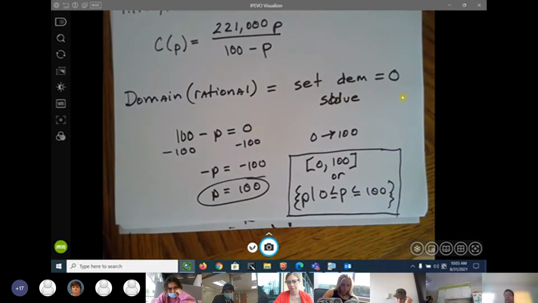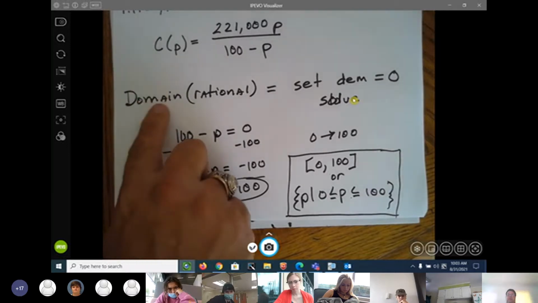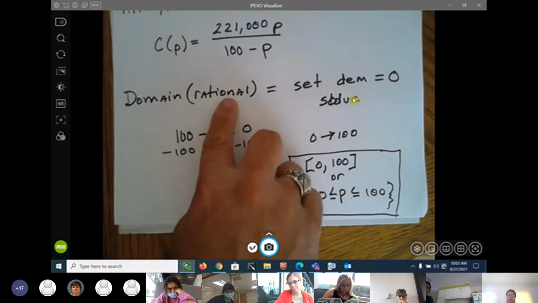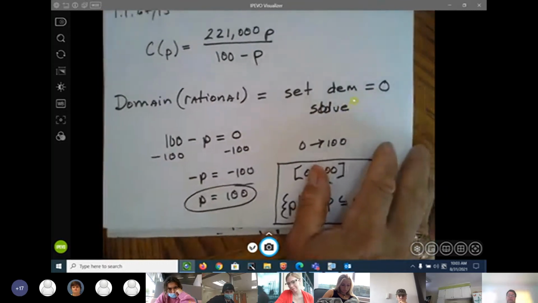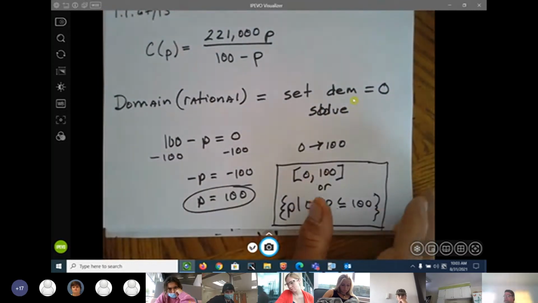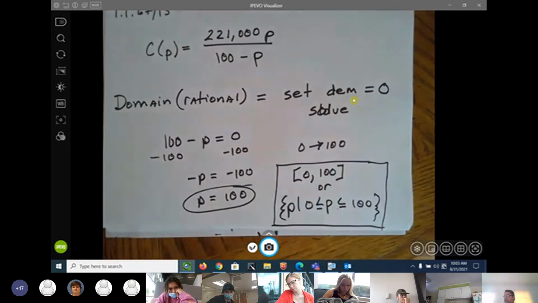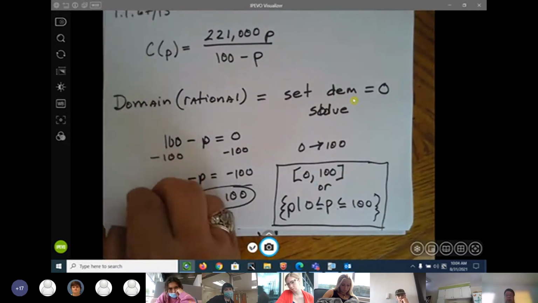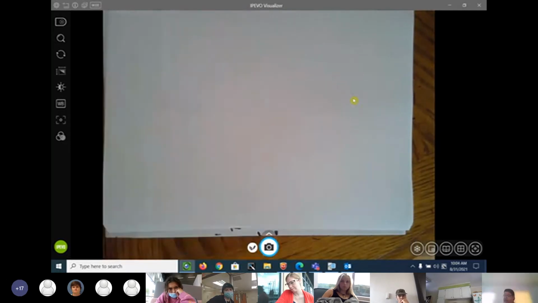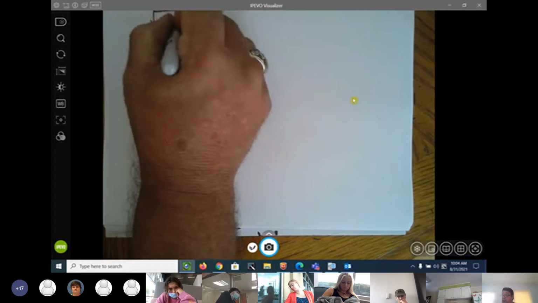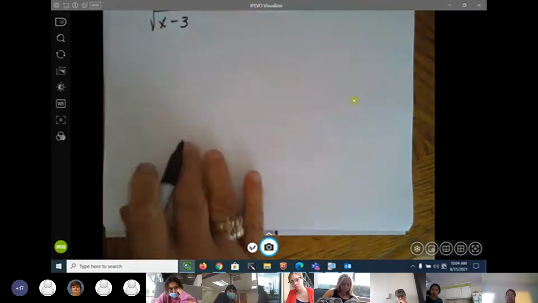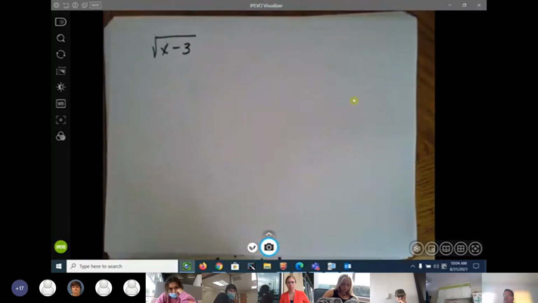That is a test question. Now, I don't care what the question is asking. I'm going to ask you for the domain of a function, and especially a rational, set the denominator equal to 0. What if it was a radical? What if I gave you the square root of x minus 3 in a function, and I said, what's the domain of that function?